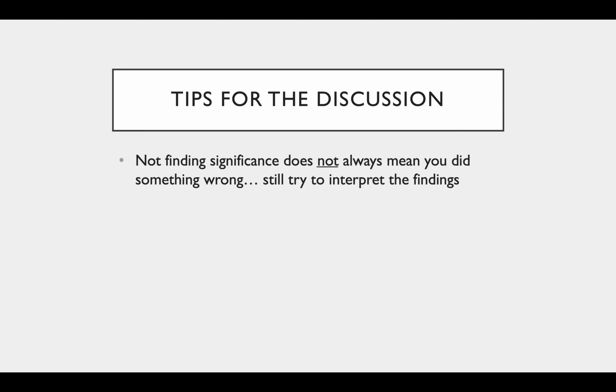And keep in mind that if you didn't find significant results, that doesn't necessarily mean that it was your fault or that you did something wrong, and you should still try to interpret the findings anyway. Sometimes null results are really interesting. You can also think about, were your results not significant because of something that has to do with your measurement? Like, did the construct or the scale that you were using work differently among UConn college students, for example, or in this setting maybe?